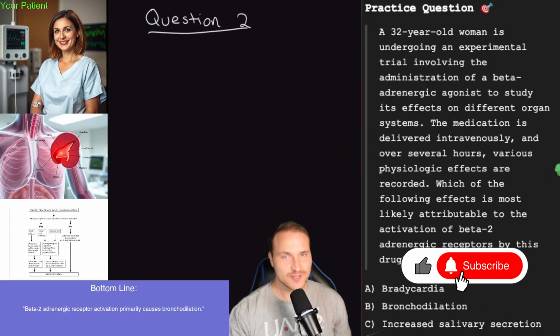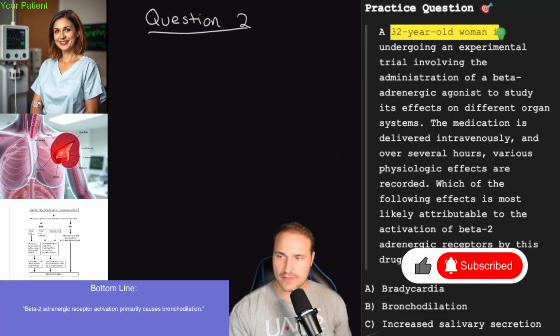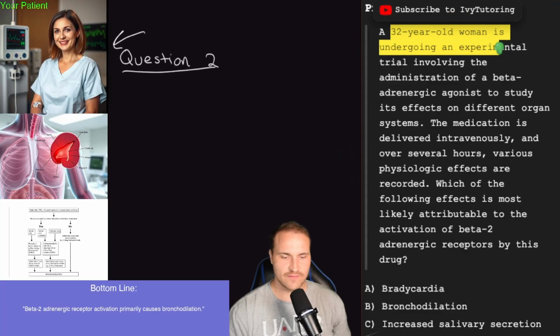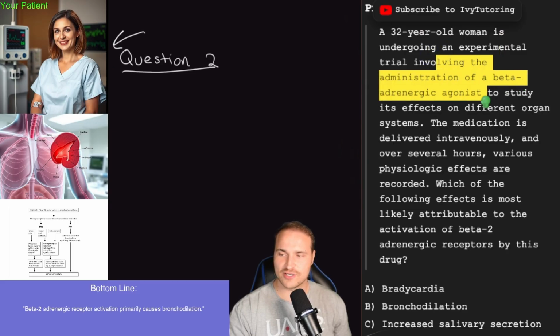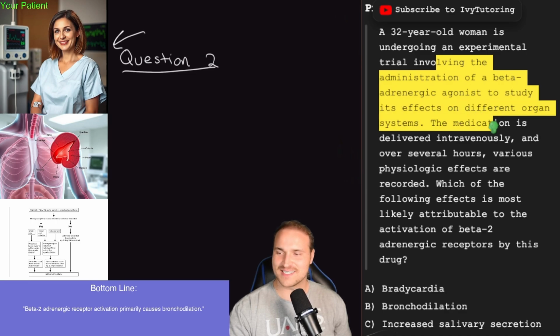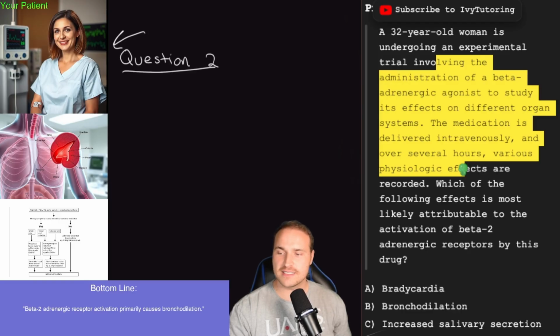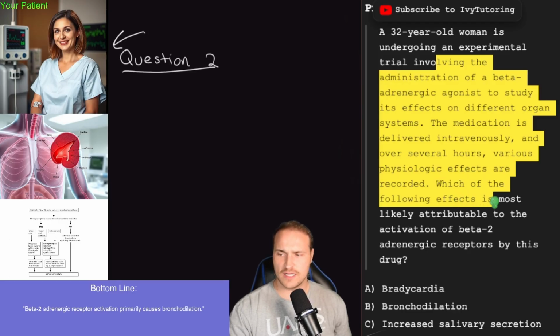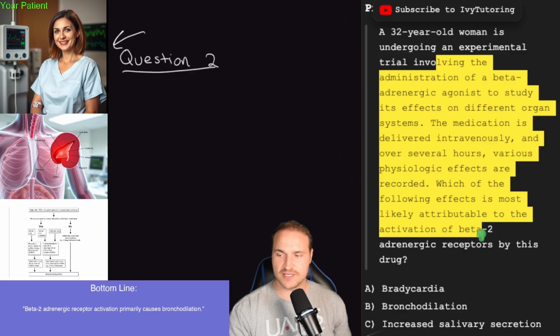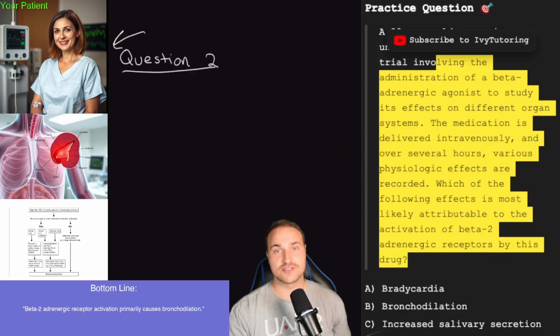Question 2, you're doing great. Here we have a 32-year-old woman, you can see her right here, very smiley, is undergoing an experimental trial involving the administration of a beta-adrenergic agonist, boy, that's a mouthful, to study its effects on different organ systems. The medication is delivered intravenously, and over several hours, various physiological effects are recorded. Which of the following effects is most likely attributable to the activation of beta-2 adrenergic receptor by this drug?